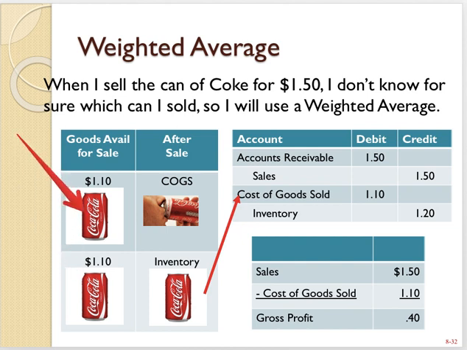We're just taking a weighted average. So we're just going to say, okay, one of those cans was our cost of goods sold and one of those cans was inventory. Uh-oh, my little arrow here is pointing to the wrong thing. Let me fix that. There we go.